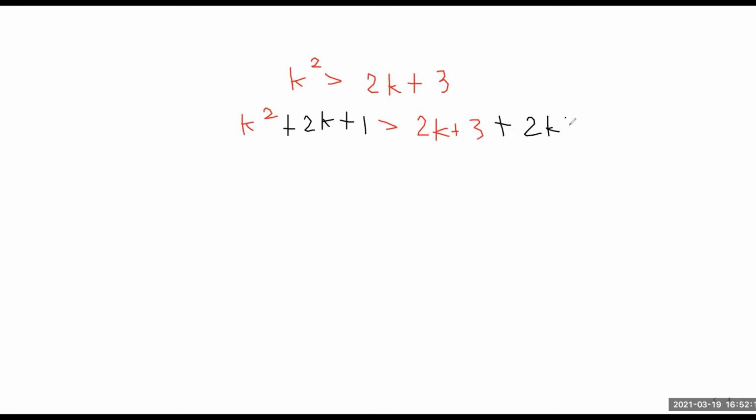So now what we end up getting is k squared plus 2k plus 1. That is now going to be our k plus 1 all squared. And this is now greater than, now look at this. I'm going to break up this 3 as 2k plus 2. And then the other one from this, I'm going to add to this one right there to get another 2k plus 2.